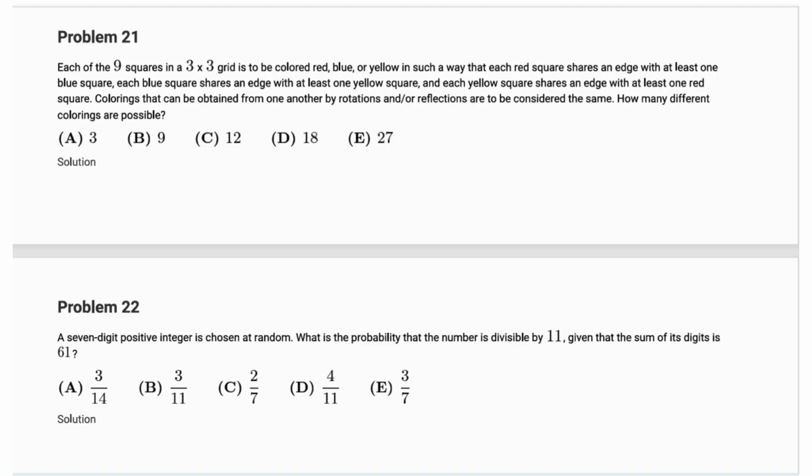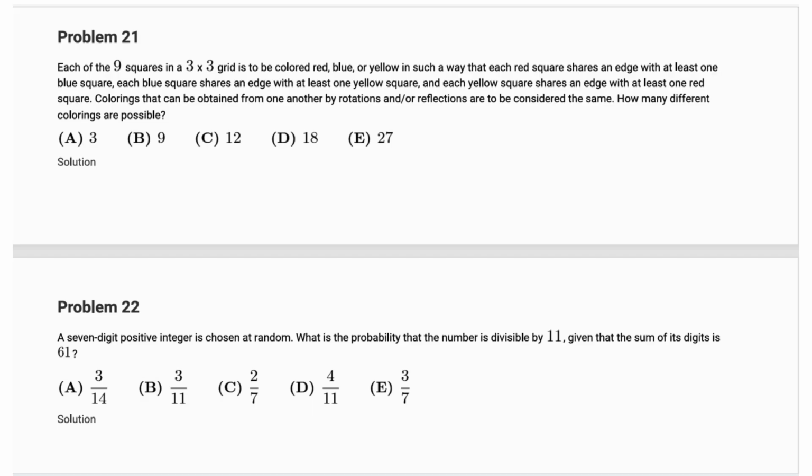or yellow in such a way that each red square shares an edge with at least one blue square, each blue shares an edge with at least one yellow, and each yellow shares an edge with at least one red. Colorings that can be obtained from one another by rotations or reflections are to be considered the same. How many different colorings are possible?